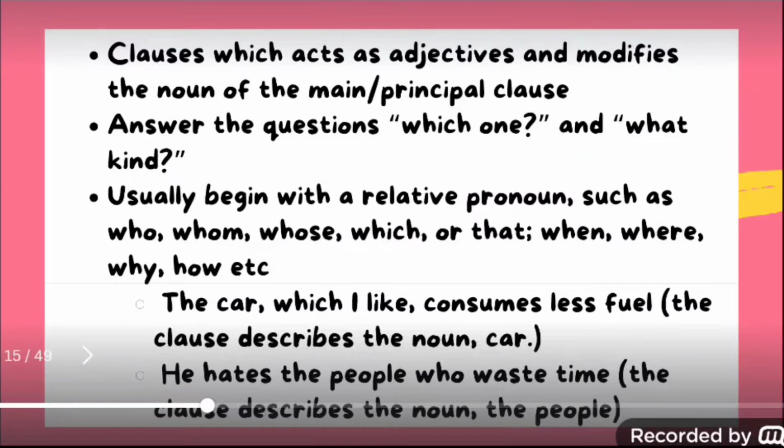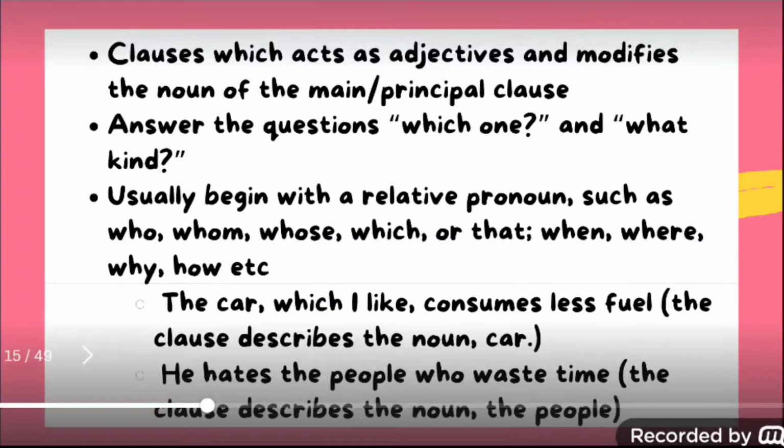And dependent clauses which begin with these words and those that describe the noun of the main clause are known as adjective clauses. Now let's go through some examples. The car which I like consumes less fuel.